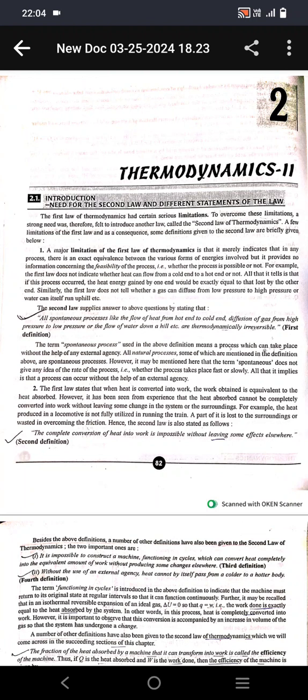A few limitations of the first law, and as a consequence some definitions given to the second law, are briefly given below. First point: a major limitation of the first law of thermodynamics is that it merely indicates that in any process there is an exact equivalence between the various forms of energies involved, but it provides no information concerning the feasibility of the process, that is, whether the process is possible or not.